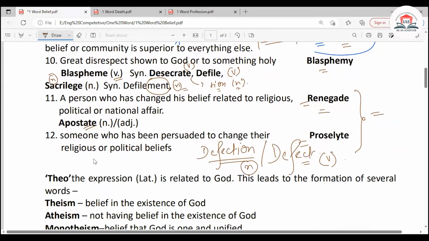In this case, we can call it renegade, apostate, but proselyte has a different meaning altogether.